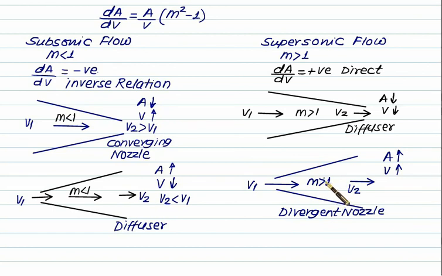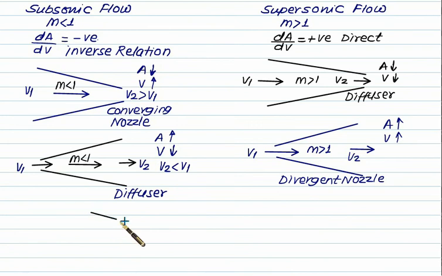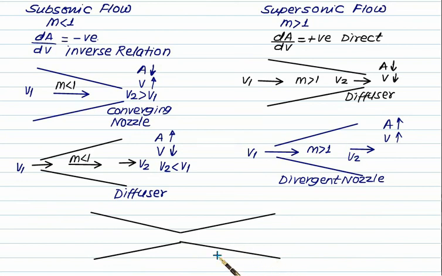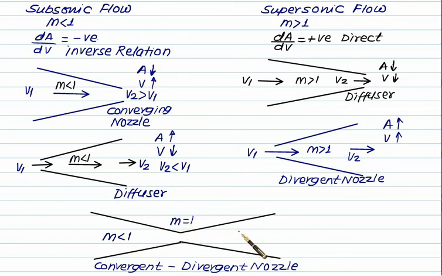So we'll select here a convergent part, and in this convergent part we'll maintain the Mach number less than 1. At the minimum section here we'll maintain a Mach number equal to 1, and then in the divergent part we can attain a Mach number greater than 1. So exactly at the minimum area we'll maintain a Mach number equal to 1, and then a Mach number greater than 1 is possible. In that case it is guaranteed that the exit velocity will be greater than the velocity of sound.